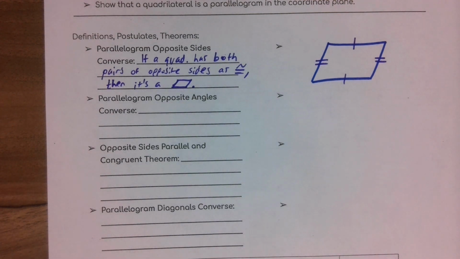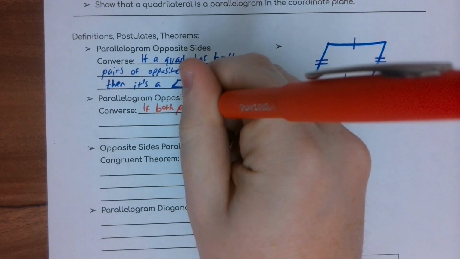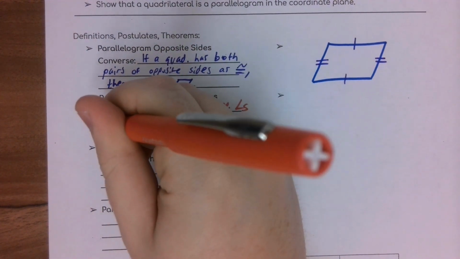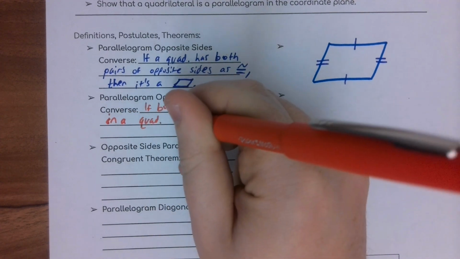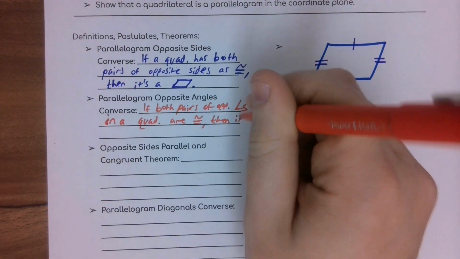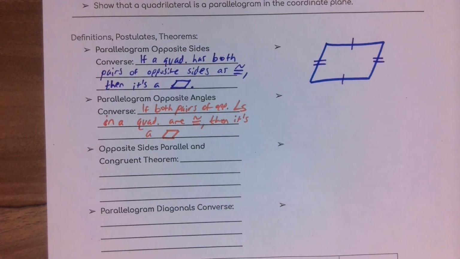Same with the opposite angles, as it turns out. If both pairs of opposite angles in a quadrilateral are congruent, then it's a parallelogram. That's the parallelogram opposite angles converse. It says if you already know the angles are congruent, then you know it's a parallelogram.